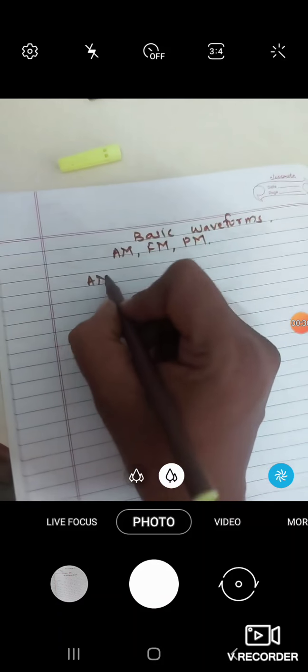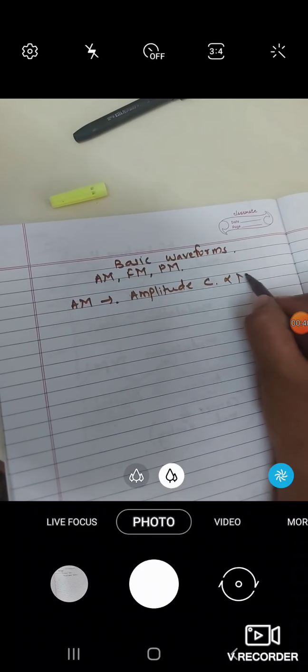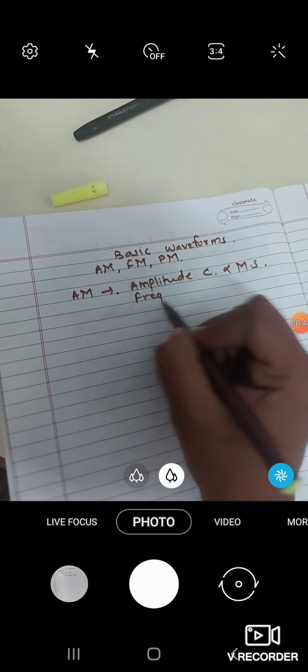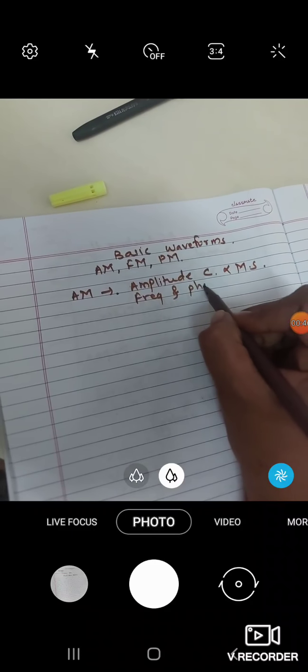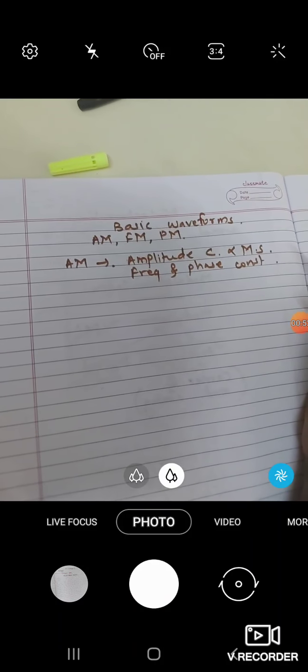So what happens in amplitude modulation? In amplitude modulation, the amplitude of the carrier signal changes in proportion with the amplitude of the modulating signal, whereas the frequency and phase of the signal remain constant. So that is the concept of the modulation.